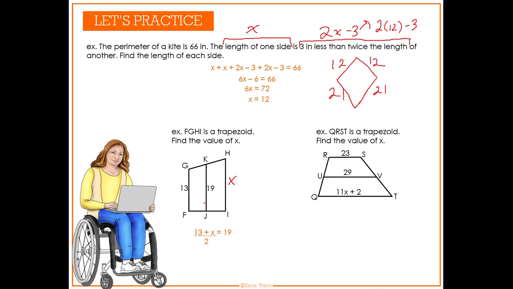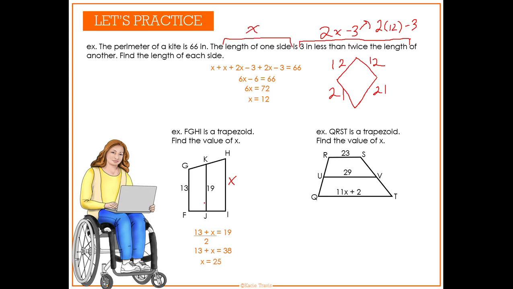So I got to take that 2 and multiply it to both sides. That's going to give me 38. And then I got 13 plus x is equal to 38. I subtract that 13 from both sides. That gives me that x is 25.